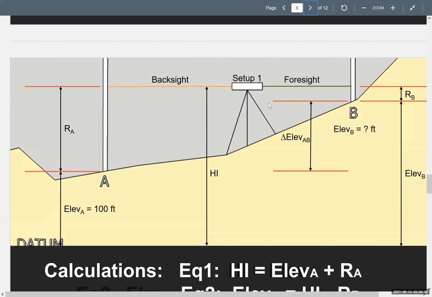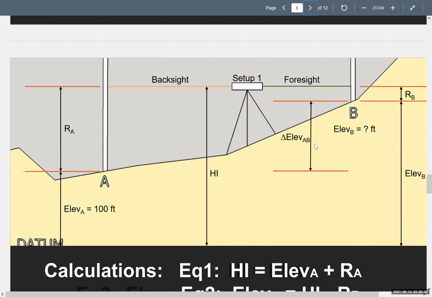And just look again at this picture. Here is the elevation of A. Here's the point of A. Here's the point of B. The change in elevation between the two is what we're actually determining. And what is that? It's really the difference of the two rod readings, right?